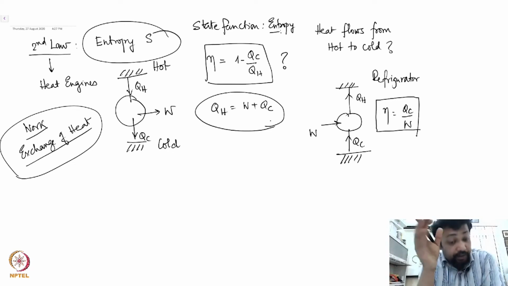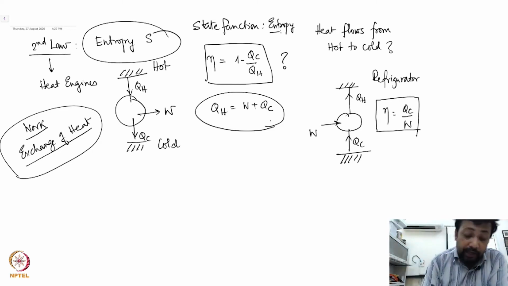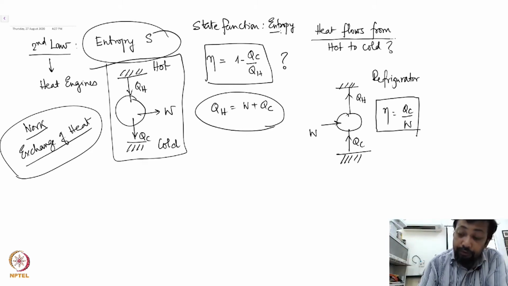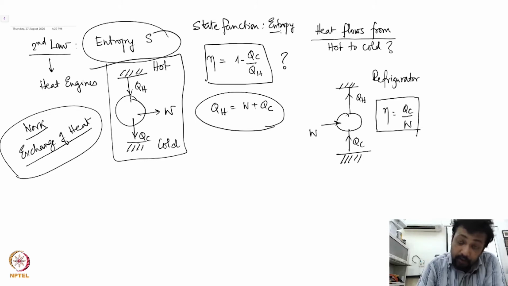On top of it, remember that the second law also introduces the concept of entropy, which is a state function. You also realize that in this particular diagram that we have drawn for the heat engine, there is a flow of heat that has been indicated, that it flows from the hot to the cold. But why is that? Herein also the answer comes from the second law.